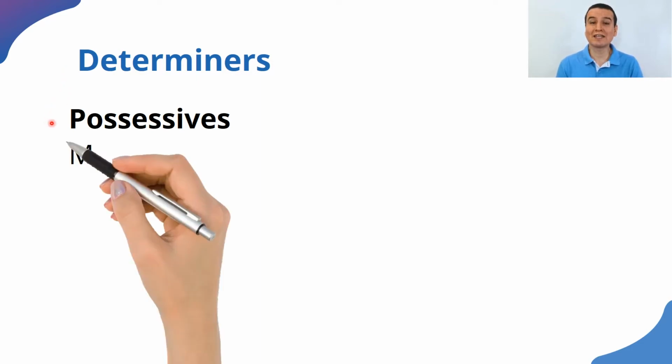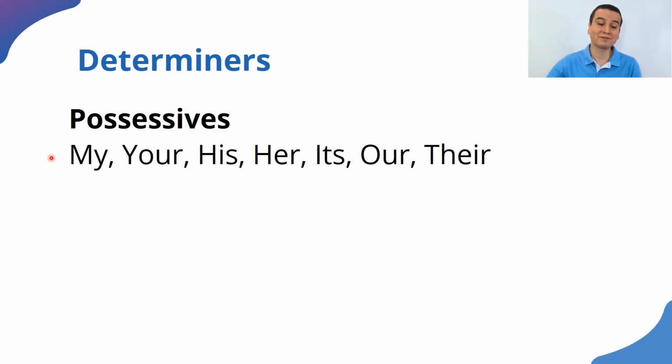So all those words that indicate possession are also determiners. And here I have all the possessives for you, the possessive adjectives, for example: my, yours, his, her, its, our, or their. They are determiners, all right? They are possessives.